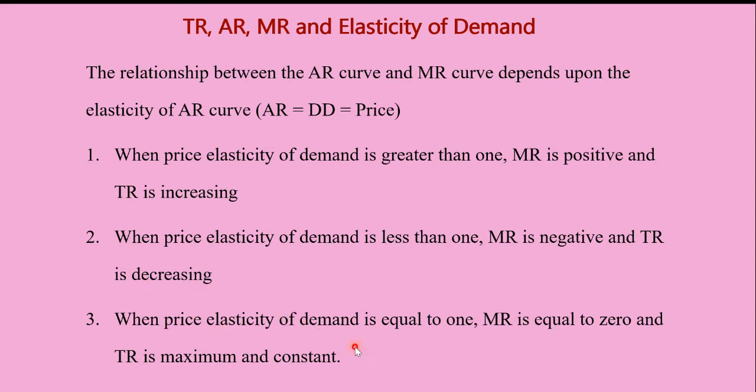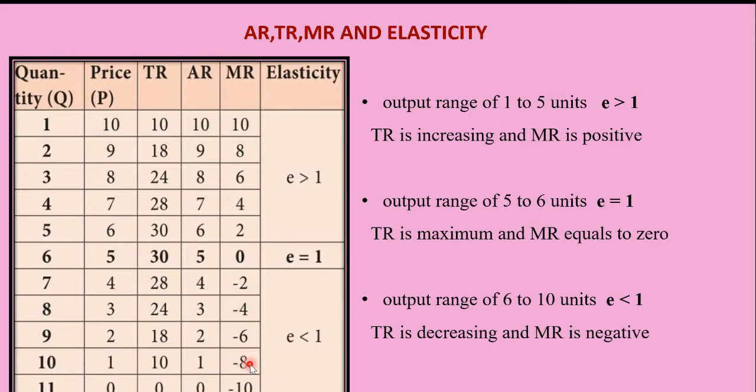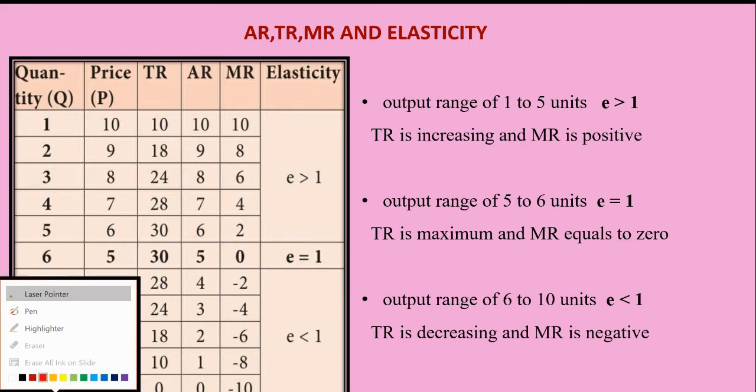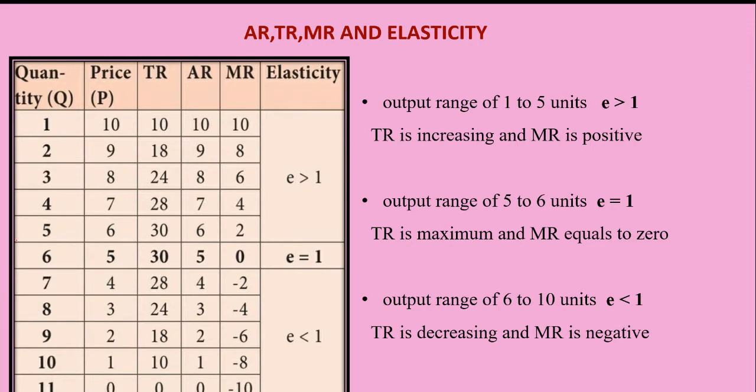When price elasticity of demand is equal to 1, MR is equal to 0 and TR is maximum and constant. I will explain this with this table. Look at this table. Till this fifth unit, elasticity of demand is greater than 1, E is greater than 1. What happens here? MR is positive and TR is increasing.